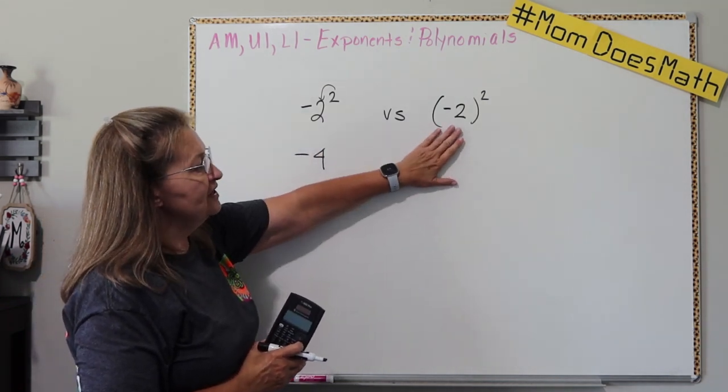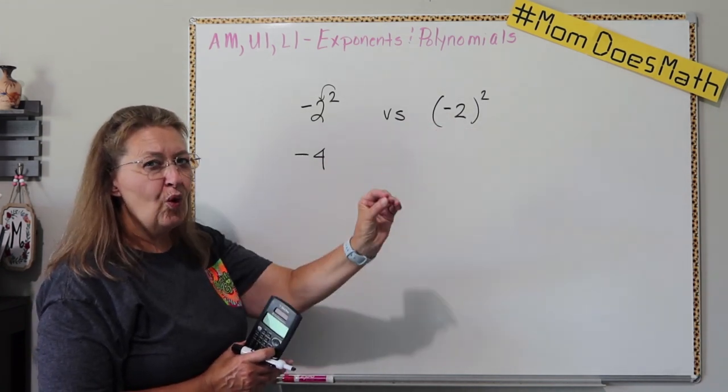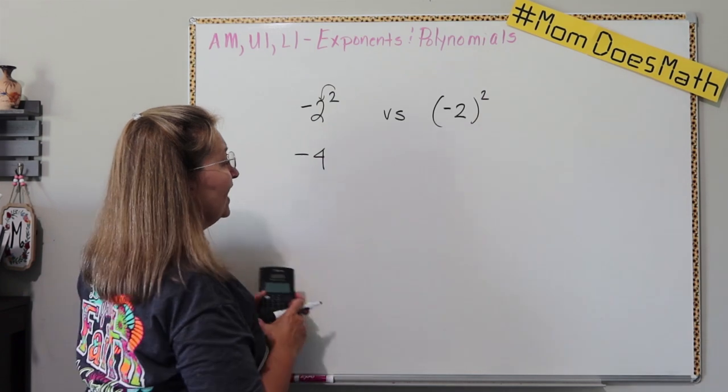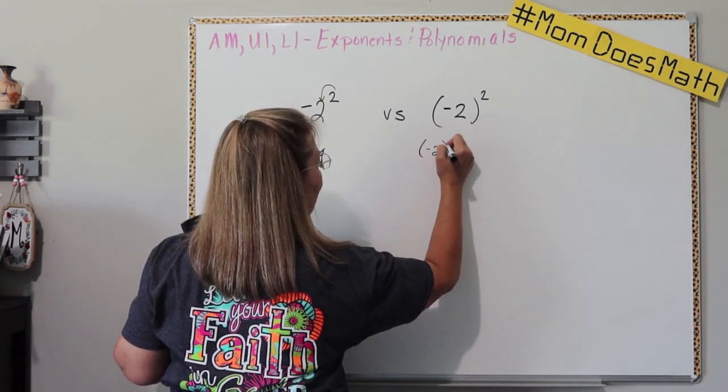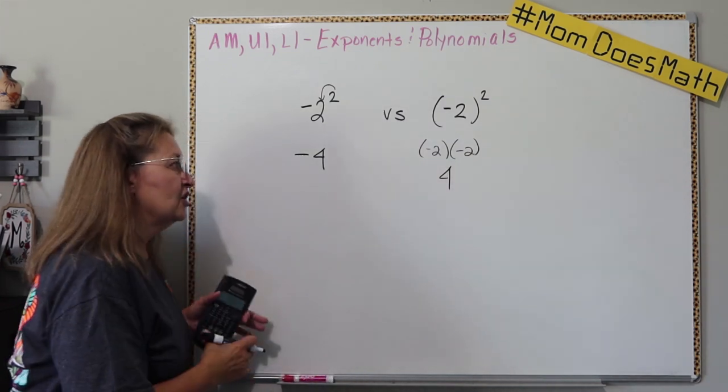Now this time, since there's parentheses around the negative and the 2, that makes it one thing. So now that is your base. So what you actually have here is negative 2 times negative 2. So that can turn it to positive.